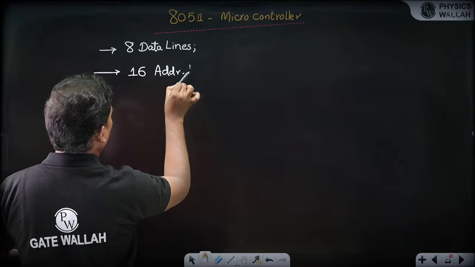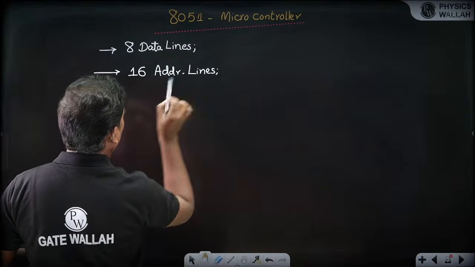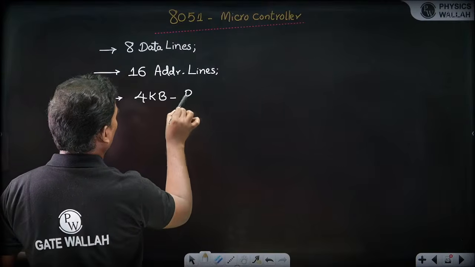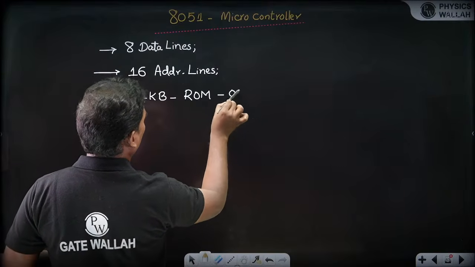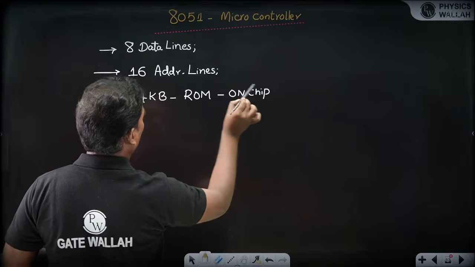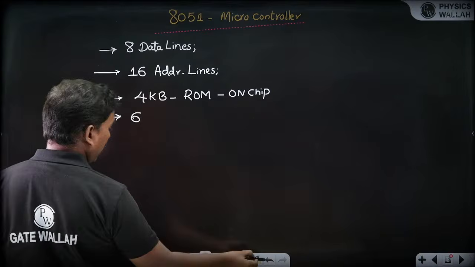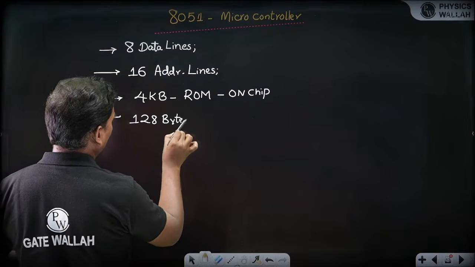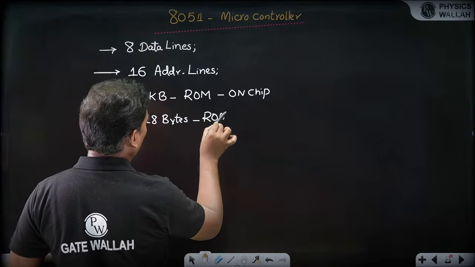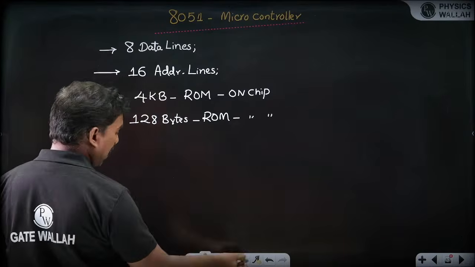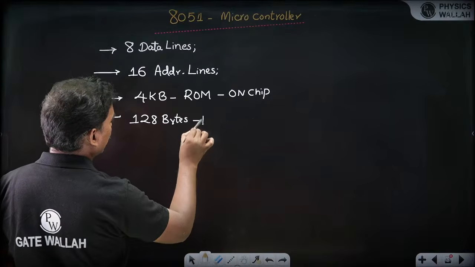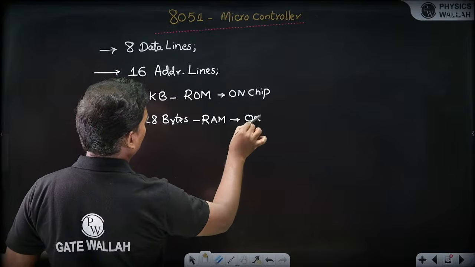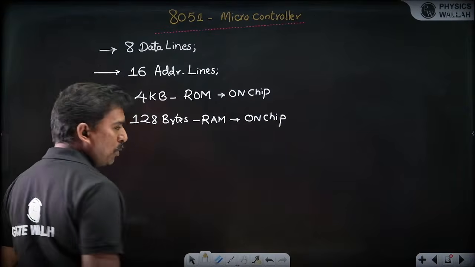8 data lines and 16 address lines, and it is having 4 KB internal ROM on chip. Next, it is having 128 bytes RAM. Sorry, RAM, not ROM. On chip, inside memory. That is the beauty of microcontroller.